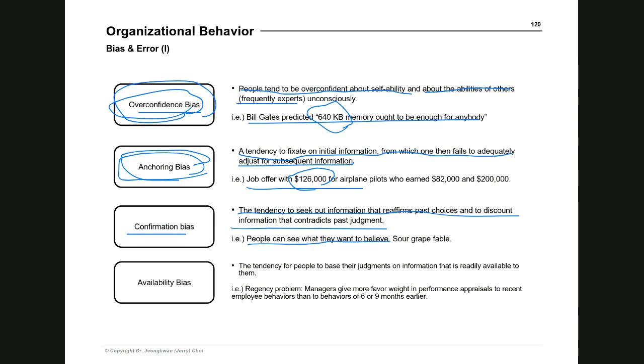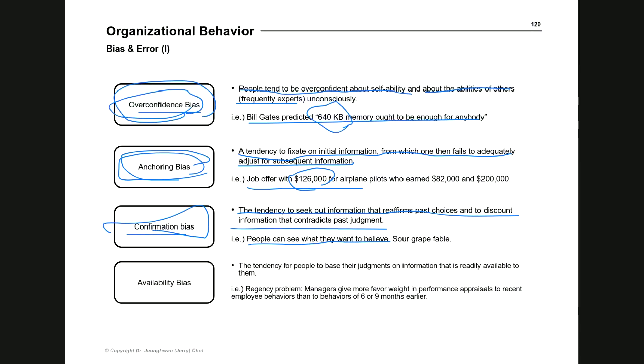Confirmation bias occurs because we want to believe something. Because of our emotions, we choose certain information that favors our belief. That's the confirmation bias, and we probably make a mistake.